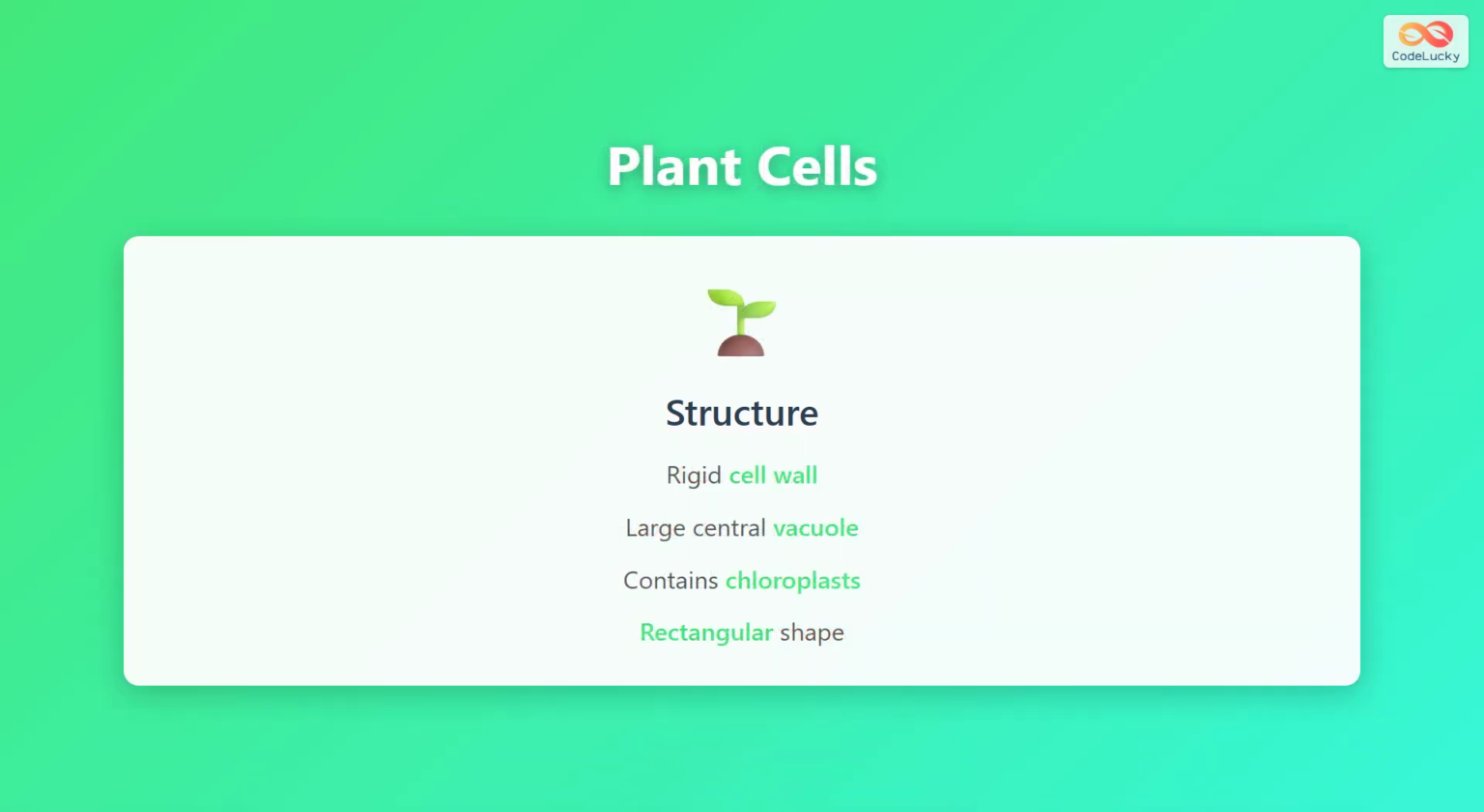Plant cells have unique structures that distinguish them from animal cells. They possess a rigid cell wall made of cellulose that surrounds the plasma membrane, providing structural support and protection. Plant cells contain a large central vacuole that stores water, nutrients, and waste products, helping maintain cell pressure. Most importantly, plant cells have chloroplasts, organelles that perform photosynthesis by converting sunlight into chemical energy. These features give plant cells their characteristic rectangular shape and enable them to produce their own food.